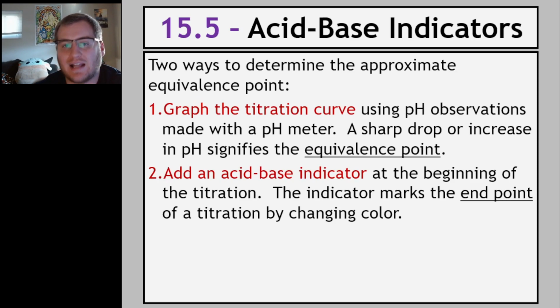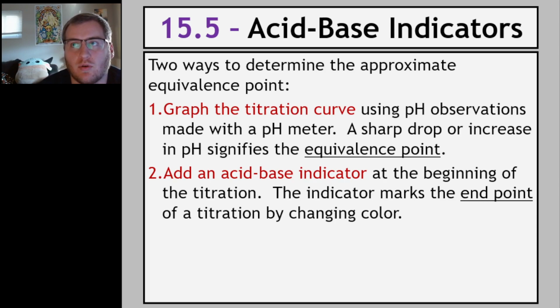All right. Last thing here is just a quick little blip about indicators. Indicators are those things like phenolphthalein and methyl orange or red or whatever that help you in a titration. There are 2 ways to determine the equivalence point. The first is more accurate. Using a pH meter, you can graph the titration curve and manually find the equivalence point. But we usually use an acid-base indicator, which is a chemical that turns colors when the pH changes.